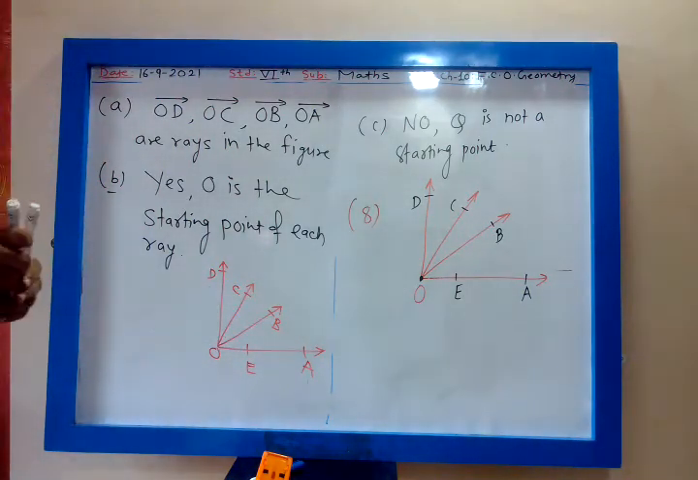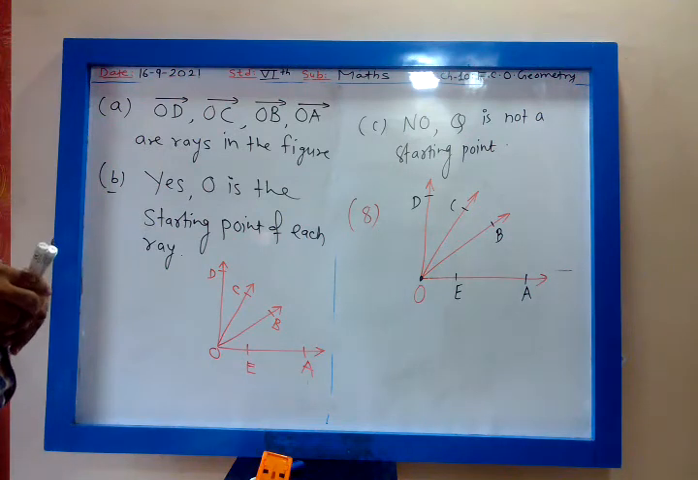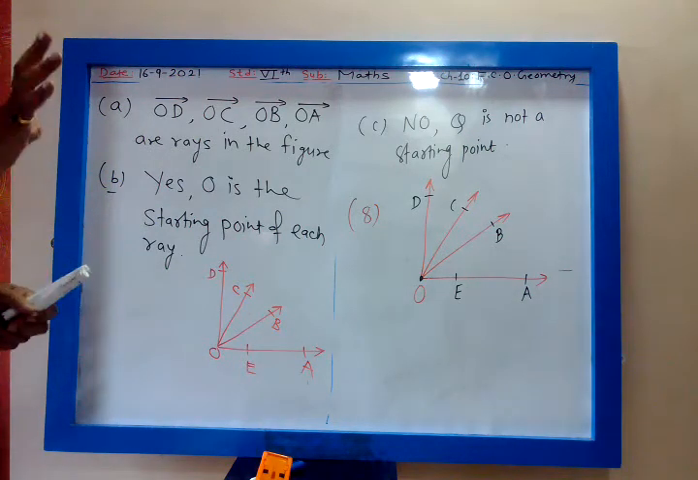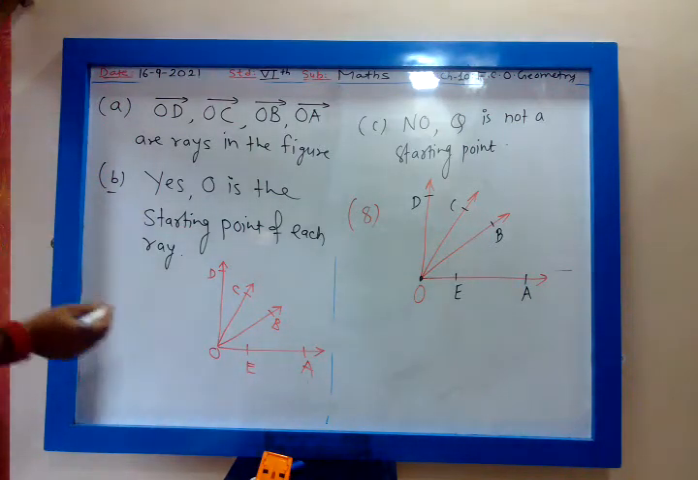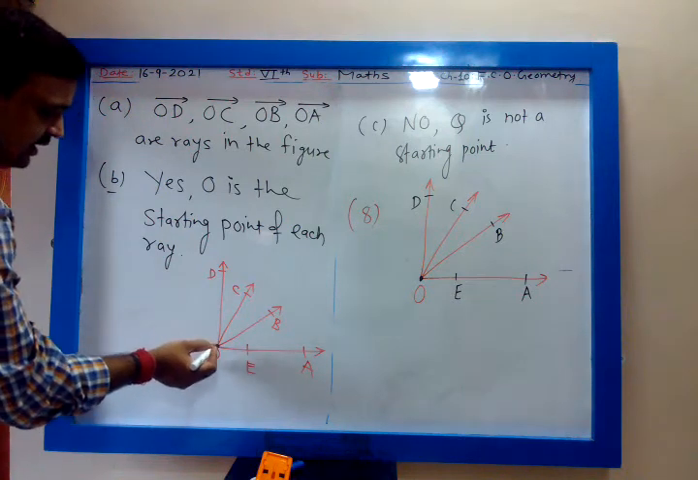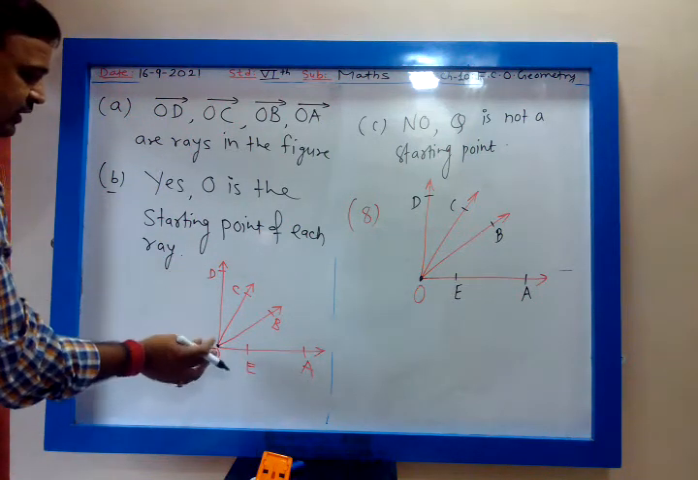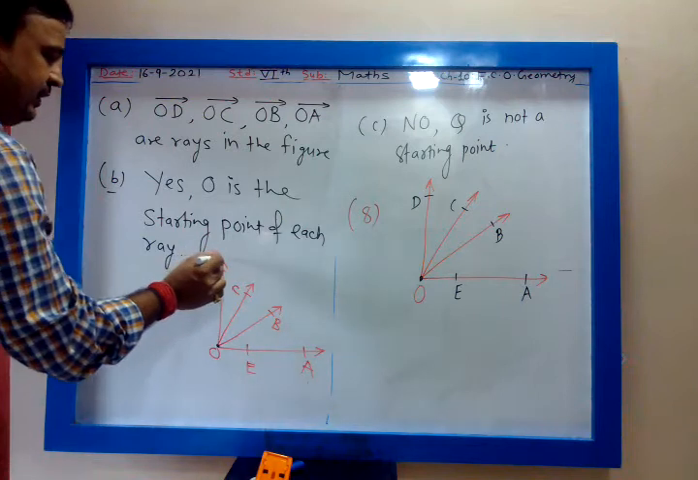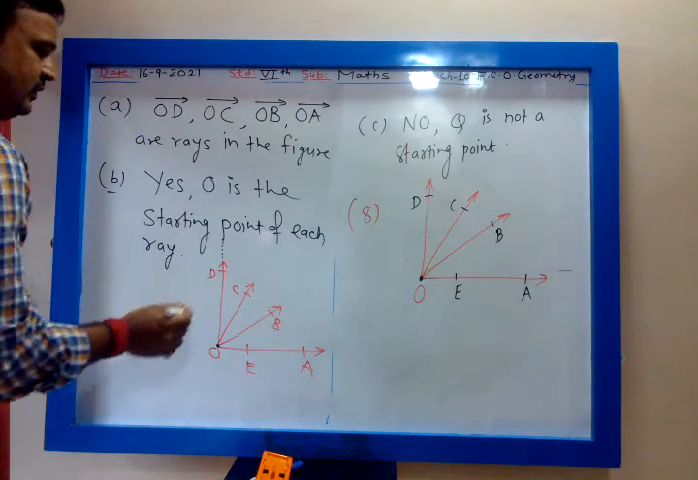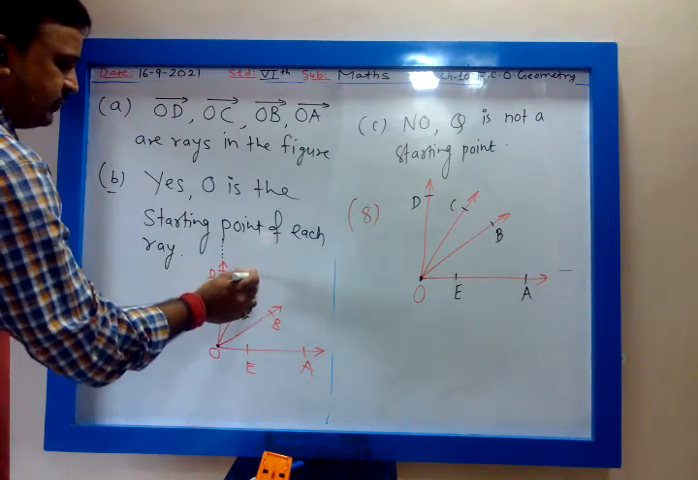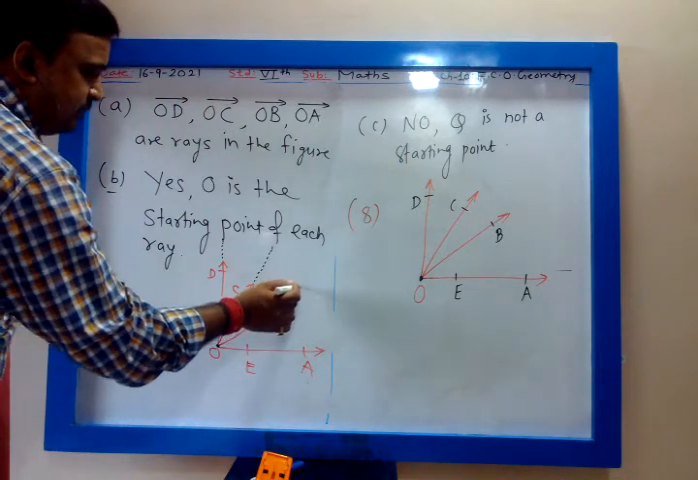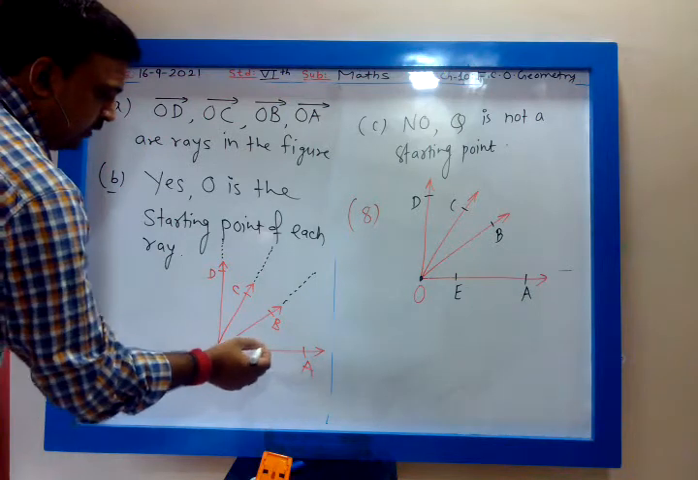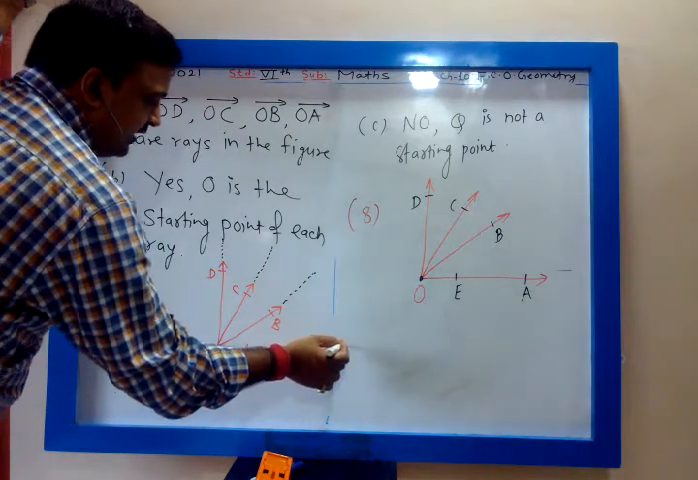No, my dear, E is not the starting point. See this part. Wherever an arrow is there, that part can be extended. So this ray OD can be extended from the D side. OC can be extended from the C side. OB can be extended from the arrow side, B side. Then OA can be extended from the A side.